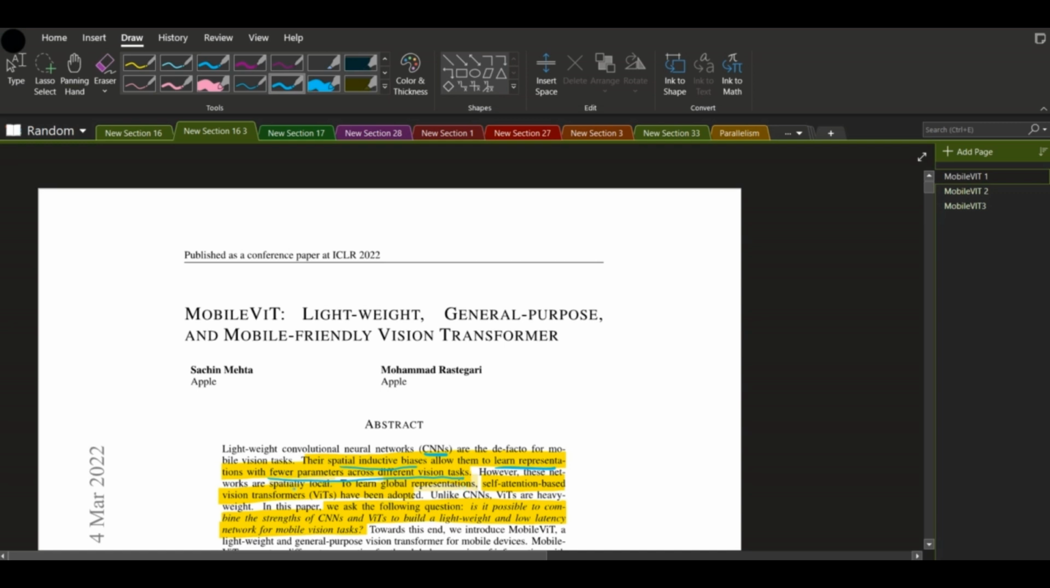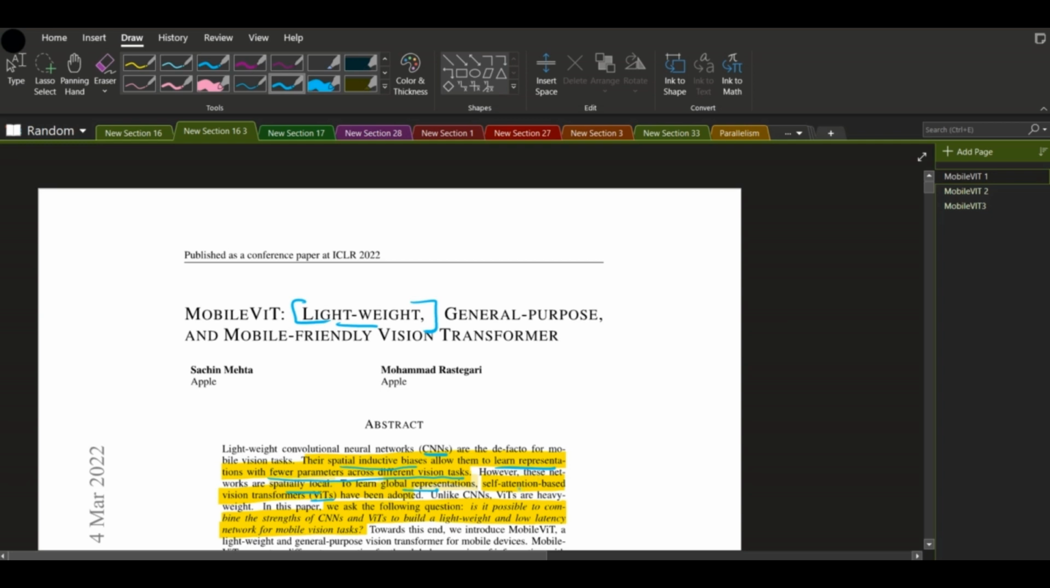However, because of their spatial locality, we want to learn global representations, which is what ViTs are good for, right? However, ViTs are data hungry, so increasing the parameters improves the performance. But we know that when we increase the parameters, we're not making a very lightweight model. So it comes at a cost.